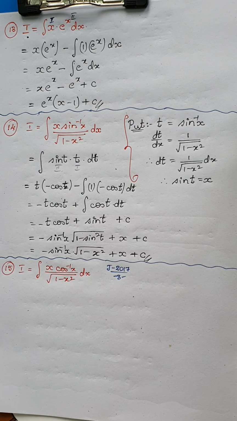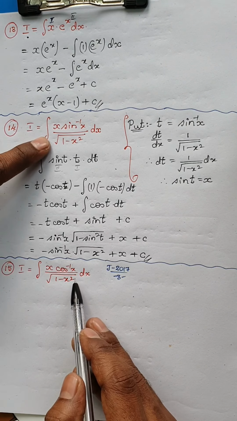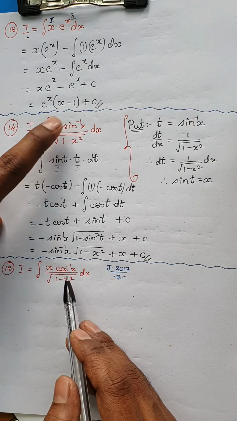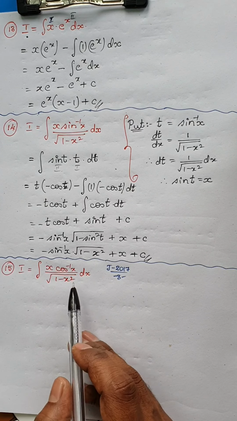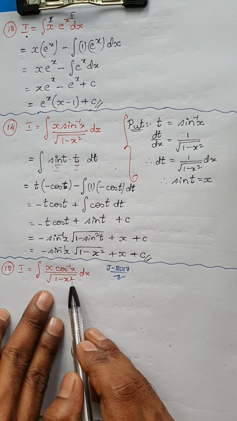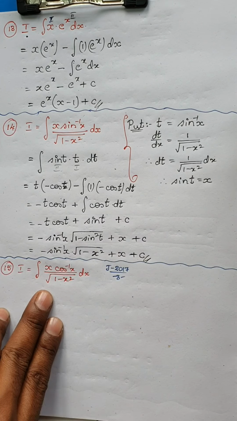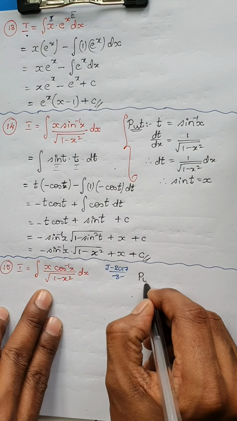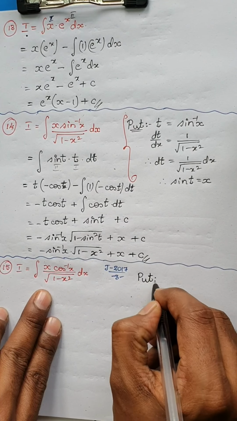Moving on to the next question, we have a very similar question here. The previous one was x sin inverse x divided by root of 1 minus x square, but this is x cos inverse x divided by root of 1 minus x square. Remember, this was asked in July 2017 for 3 marks. Let us proceed in a similar pattern.